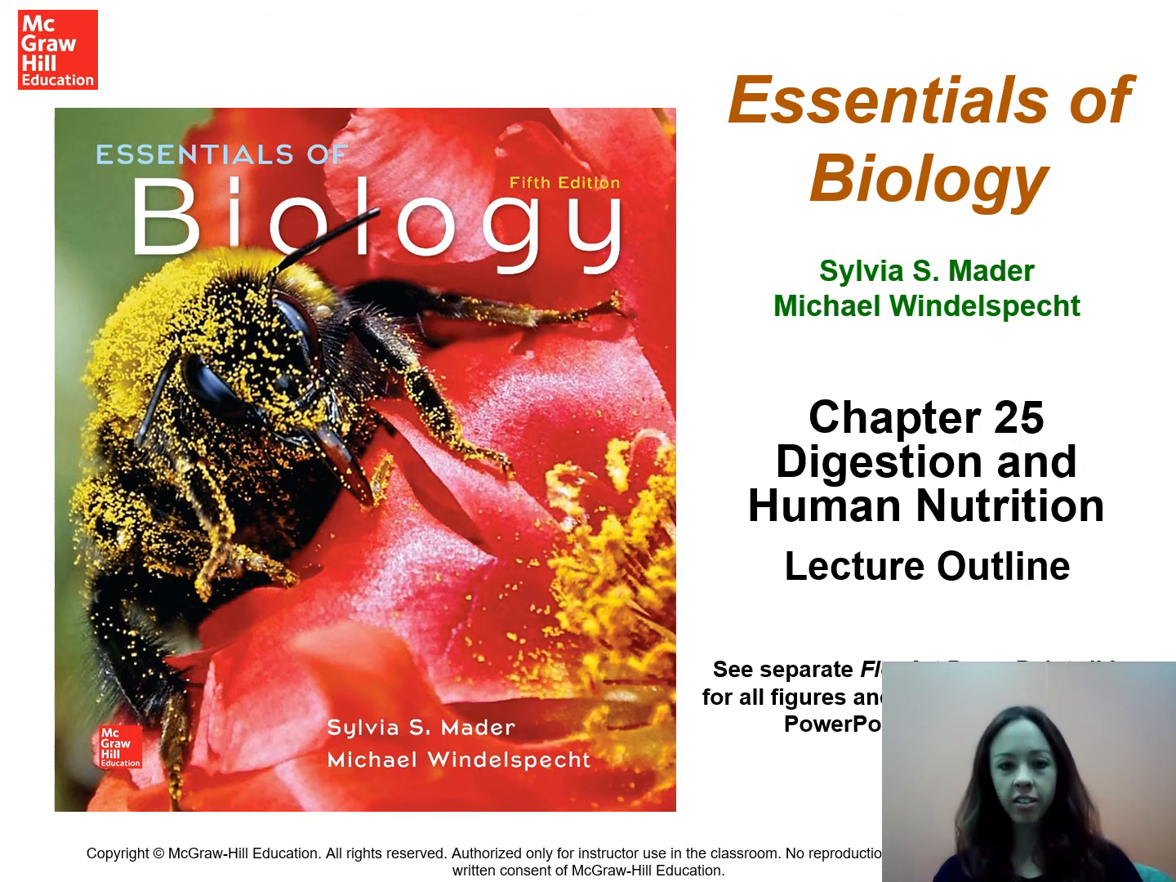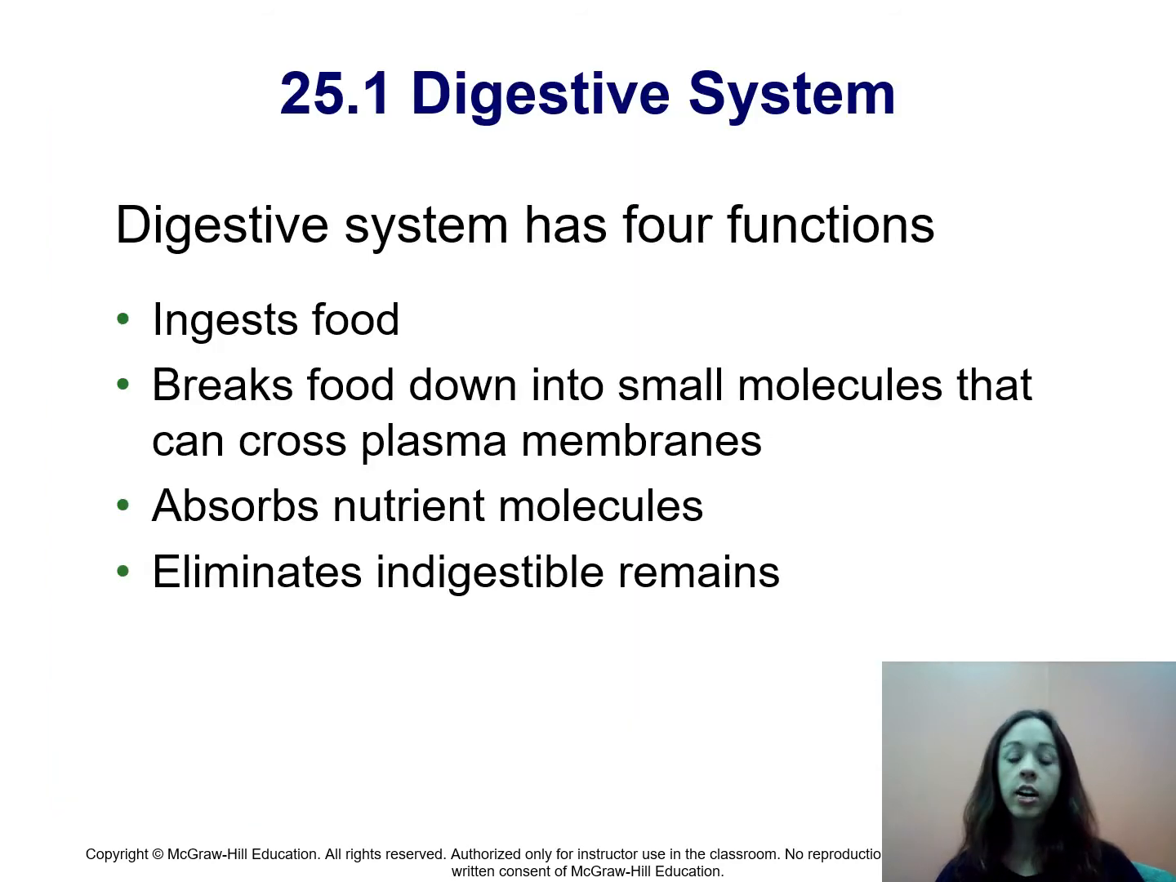In Chapter 25, we will talk about the human digestive system and all the organs found within. Our digestive system has 4 functions. The mouth is clearly used to ingest food. The stomach is the primary organ that will break down that food into small molecules so that enzymes can break down the molecules into nutrients. Those nutrients then pass into our intestines where they can be absorbed into the body so that we can use them. And then any food that we cannot digest will be eliminated from the body.